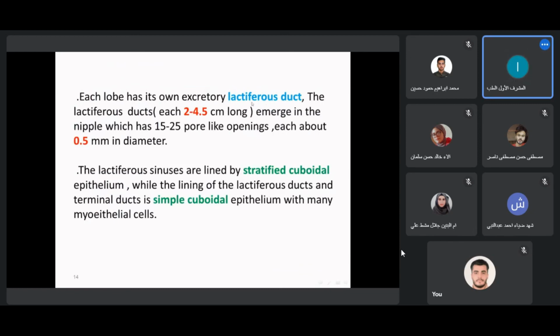The lactiferous duct that drains each lobe is about 2 to 4.5 centimeters, and it emerges in the nipple that contains 15 to 25 pore-like openings, which is 0.5 millimeter in diameter. The lactiferous sinuses are lined by stratified cuboidal epithelium, while the lining of all other types of ducts, the lactiferous ducts and the terminal duct, is simple cuboidal epithelium with myoepithelial cells.